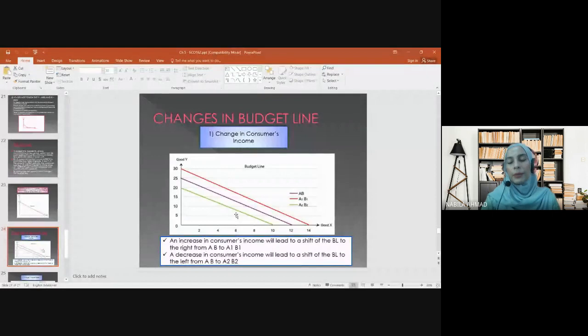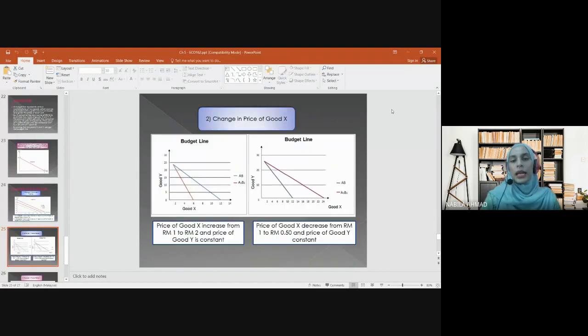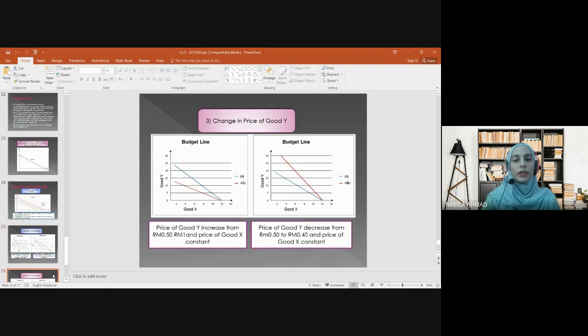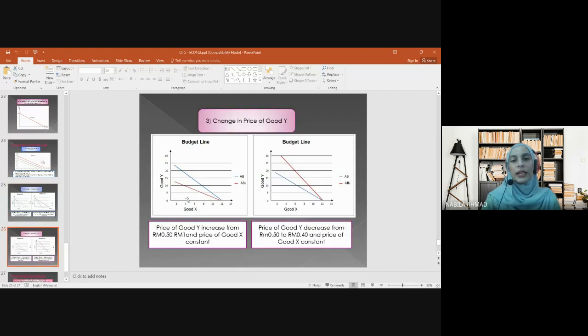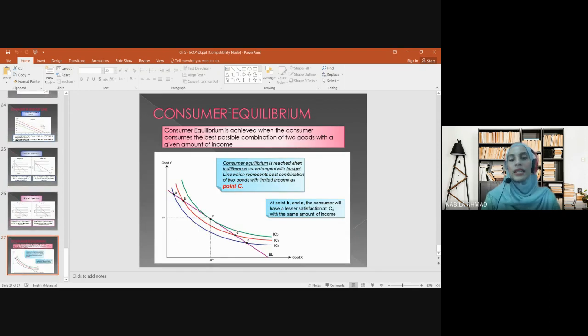So bila pendapatan meningkat, kita punya budget line pun meningkat. Okay, kalau menurun, budget line pun menurun. And then budget line juga dia boleh change bila price changes. So bila harga X changes, dia boleh shift, sama ada dia shift to the left ataupun shift to the right. Kita kata pivot, dia shift towards X. Ya, dia shift towards X di sini. And then kalau harga Y berubah, dia shift towards Y. Okay. Right, now this is the equilibrium.